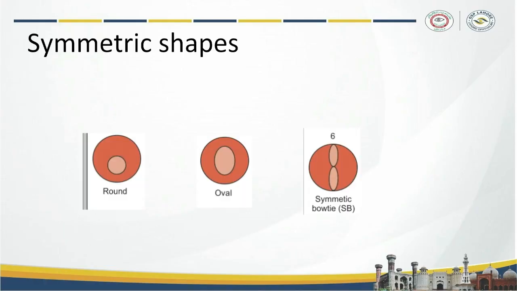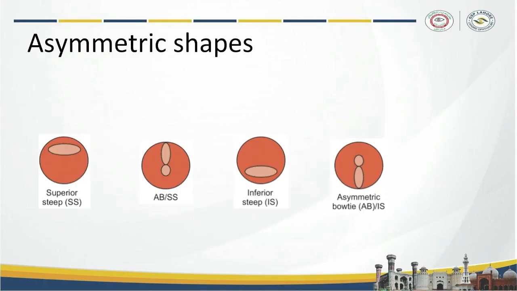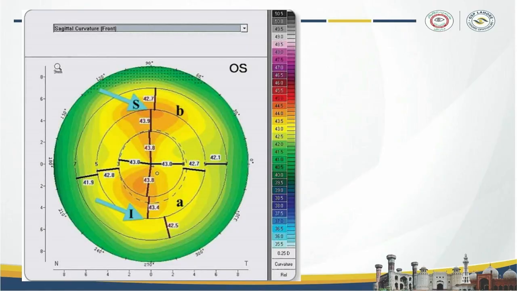And these are the symmetric shapes. You see round, oval, and symmetric bow tie. Symmetric shapes are relatively less prone to have keratoconus or ectasias, while asymmetric are more prone to have keratoconus or corneal ectasias. In the same way, with the rule astigmatism is relatively safer as compared to against the rule astigmatism. So against the rule is more prone to have those changes.